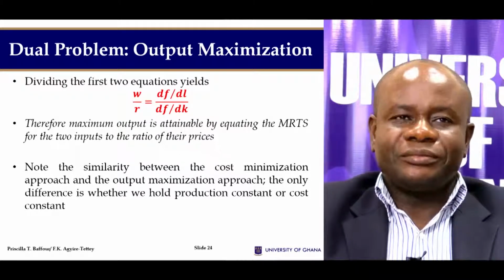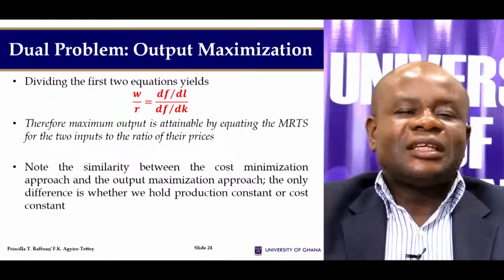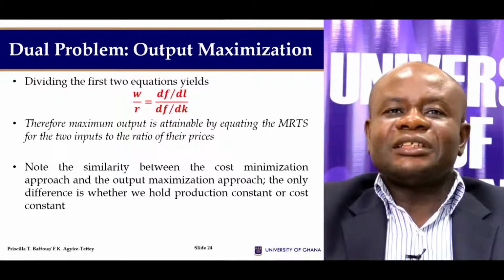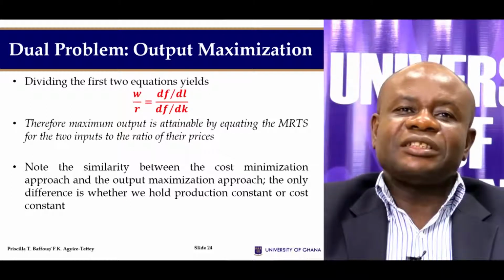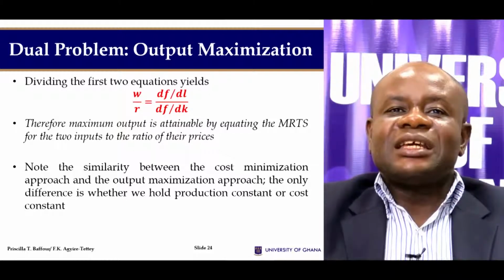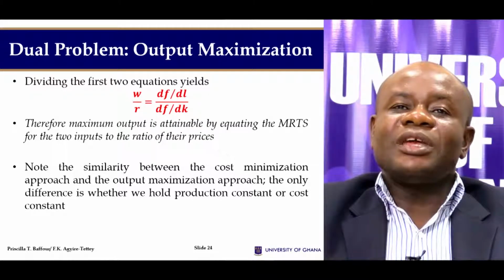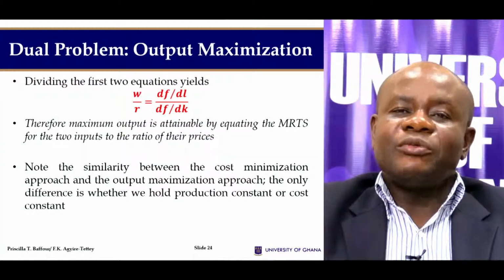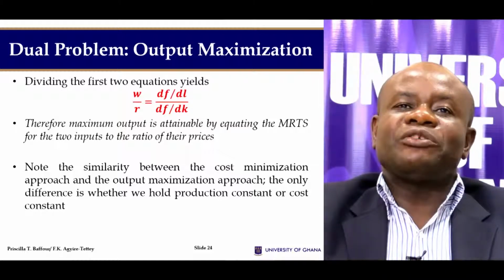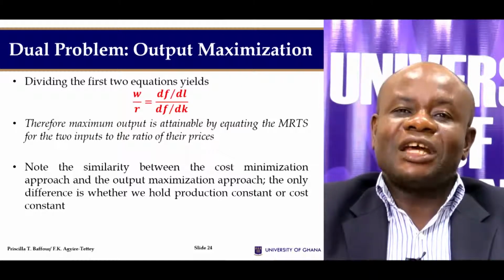And note that this is similar to cost minimization, but the only difference is that in the case of production, we hold production constant when we are trying to minimize cost, and we hold cost constant when we try to maximize production.